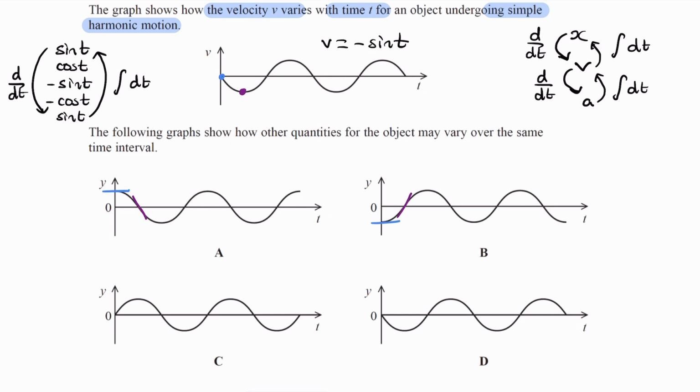I'll just do one more point as well. So at this point here, the velocity is 0, and therefore the gradient of the displacement time graph is 0, which again agrees with option A.